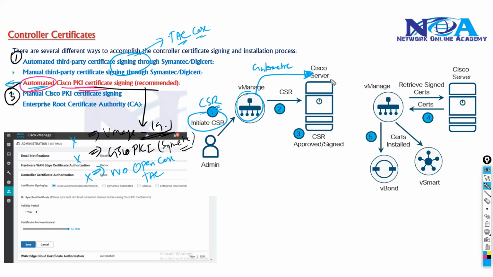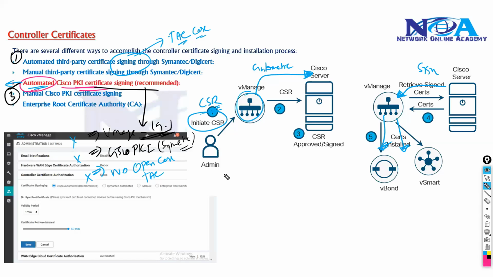After that, the Cisco server is going to sign it and send it back to the vManage. So after the signing is complete, the vManage is going to get that CSR signed automatically, the signed certificate, and it's going to install it on the respective controllers. Later on, it is going to install on this controller.